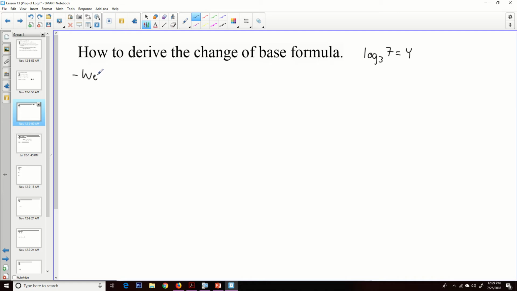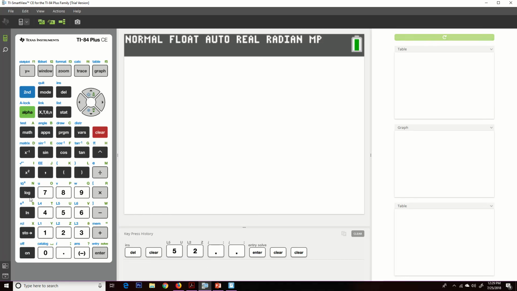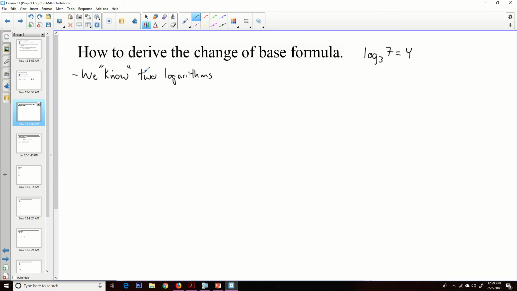First, we know, and I put this in quotes, two logarithms. If I grab my graphing calculator, I have two logarithms right there: log, which is log base 10, and ln, which is log base e. So I know any of those values. If I wanted to know what is the ln of 7, I could just type that in my calculator and calculate it.